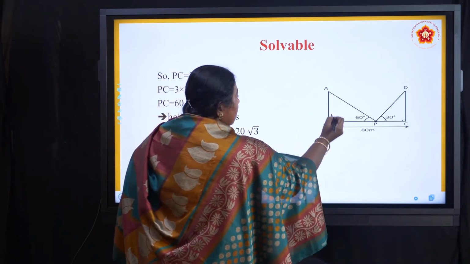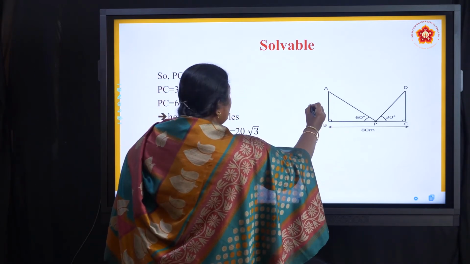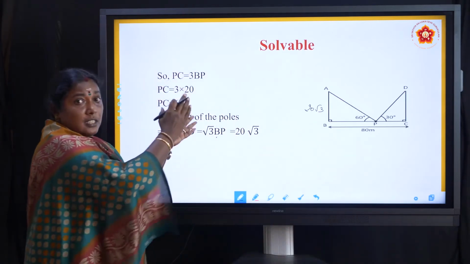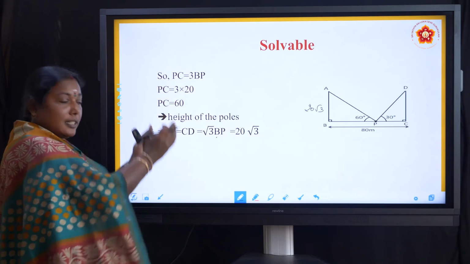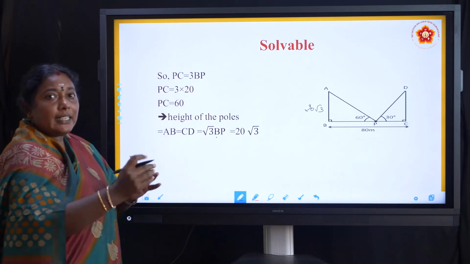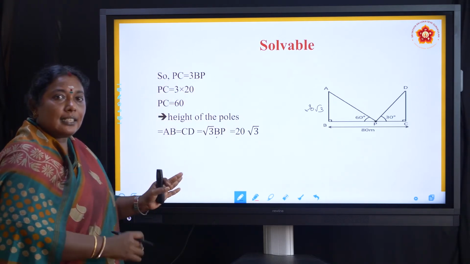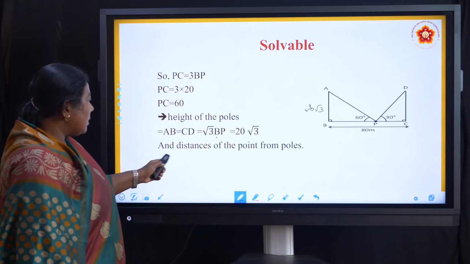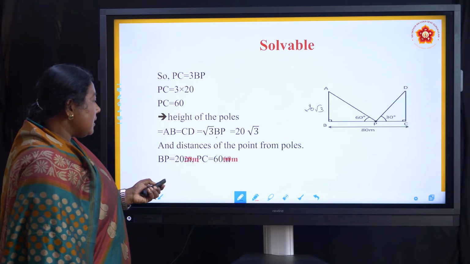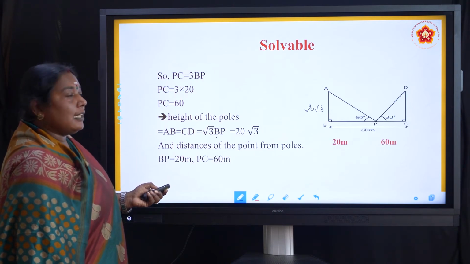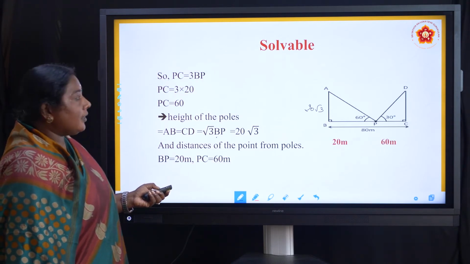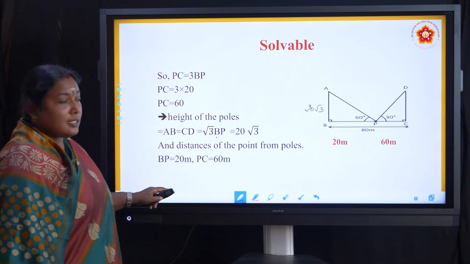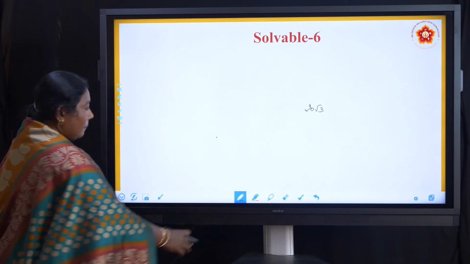First separate the diagram, write it separately, apply the values, substitute it, and we will get the answers. So the distance of the poles is 20 and 60. Height of the poles is 20 root 3. I think you are clear with this sum. Let us move on to the next.